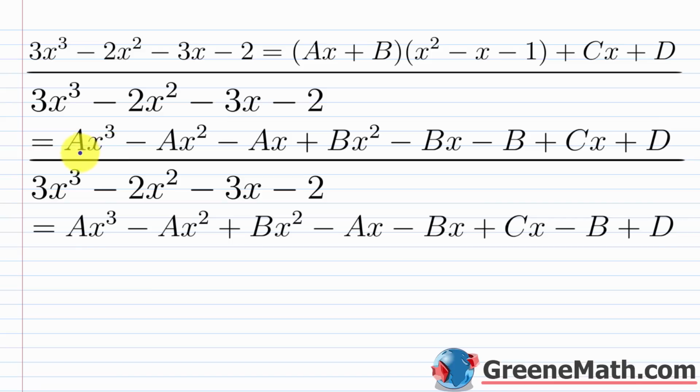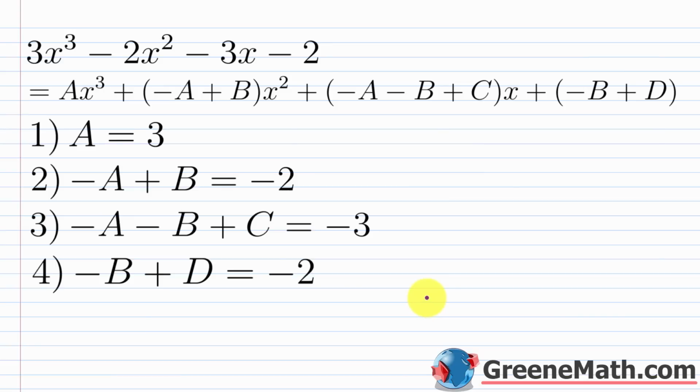So this will turn into ax cubed minus ax squared minus ax plus bx squared minus bx minus b plus cx plus d. And then all I'm going to do is put like terms next to each other. So we're going to end up with 3x cubed minus 2x squared minus 3x minus 2 is equal to ax cubed minus ax squared plus bx squared minus ax minus bx plus cx minus b plus d.